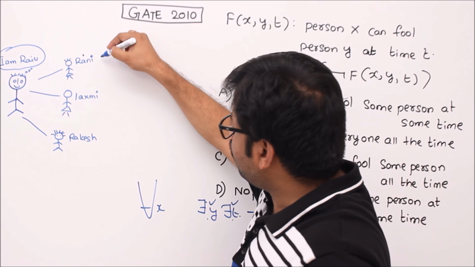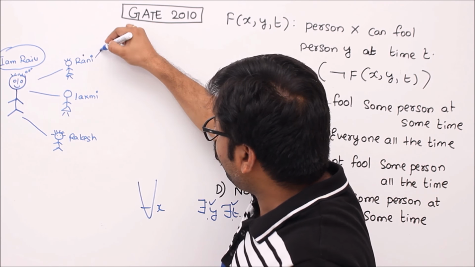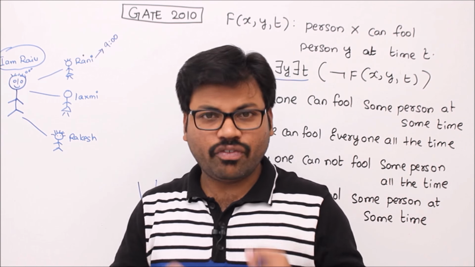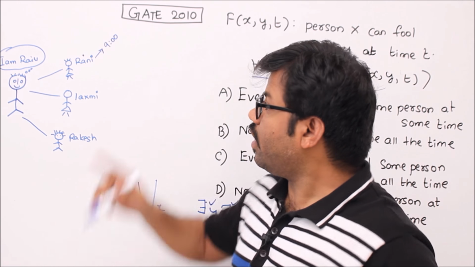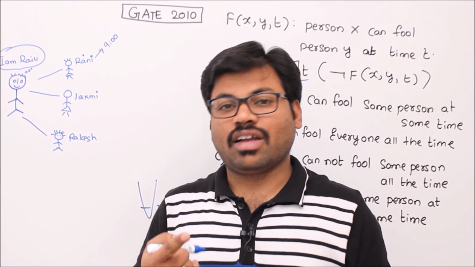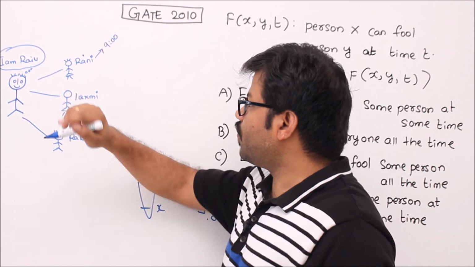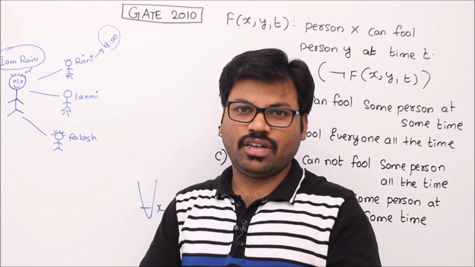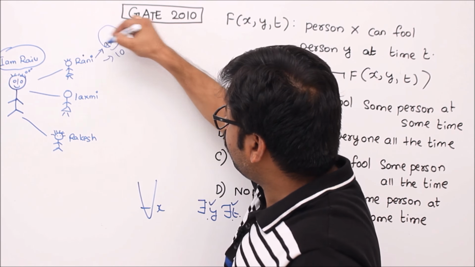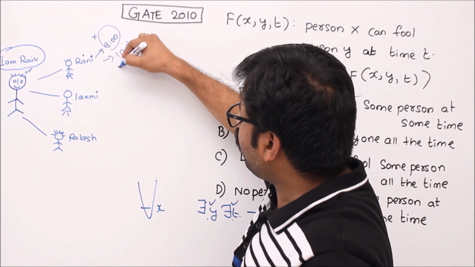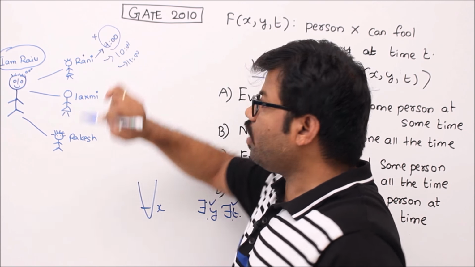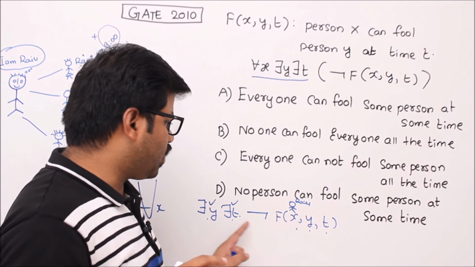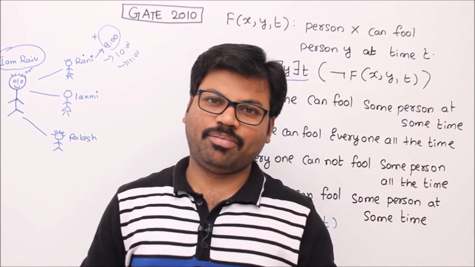Let's say that Rani cannot be fooled at 9 o'clock, correct? Still Rani, Raju can fool Rani at other times, but definitely there are times where Raju cannot fool Rani. So that's why I assume that Raju cannot fool Rani at 9 o'clock. Remember it. And what about 10 o'clock? I don't know. 11 o'clock? I don't know. But definitely I know that Raju cannot fool Rani at 9 o'clock. That's why Raju cannot fool some person at some time.